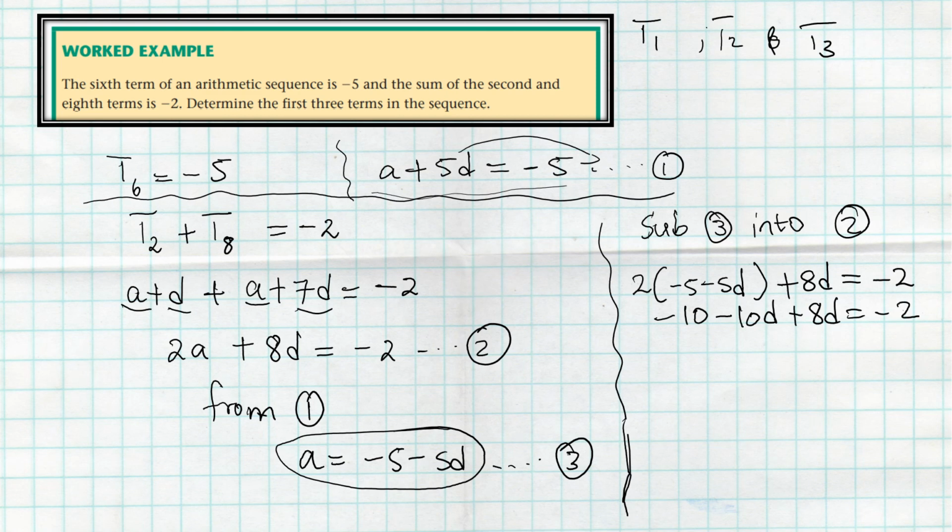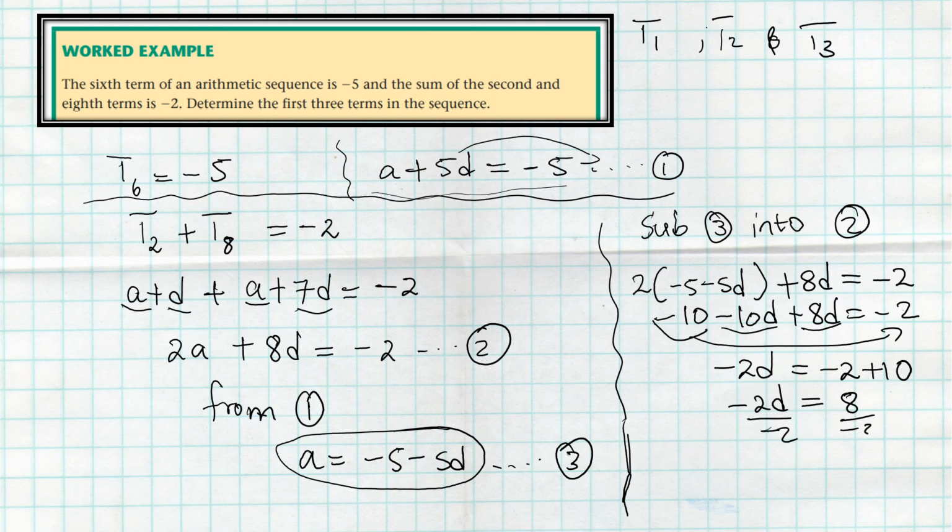Okay, so minus 10d plus 8d is minus 2d, which is equal to minus 2. If I take minus 10 to that side, it becomes plus 10. Minus 2d equals 10 minus 2, which is 8. Divide by minus 2 on both sides. Then my d is 8 divided by minus 2, which is minus 4. So I got my d: d is minus 4.